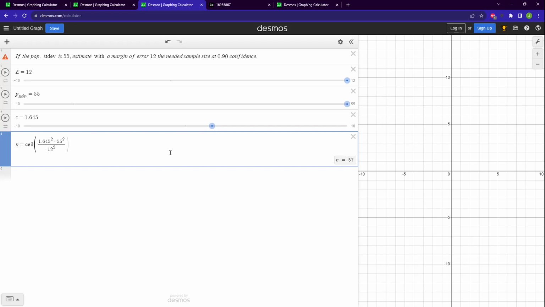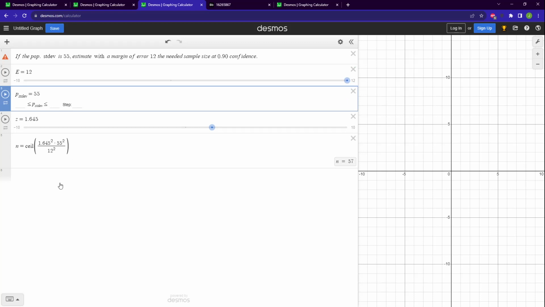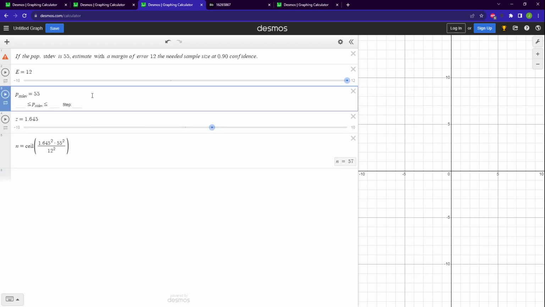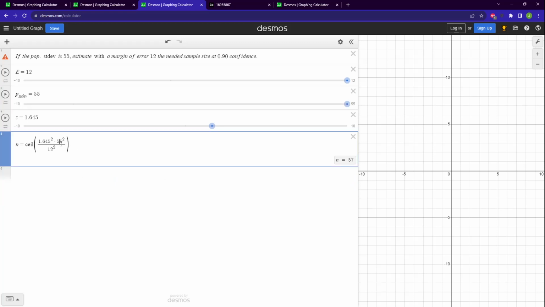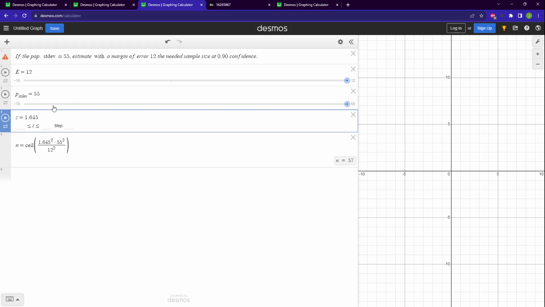So let's suppose we have a population standard deviation of 55. Let's estimate with a margin of error of 12 the needed sample size for 90% confidence. Here's how you want to do these. Define your margin of error E to be, in this case, 12. Your population standard deviation is 55. Technically speaking, this is going to be the lowercase Greek sigma. Here you can just use stdev, and you're fine. As you'll see in the formula here, I just go to the numbers directly, but I'm technically defining them up here for those of you that like to see your numbers defined.